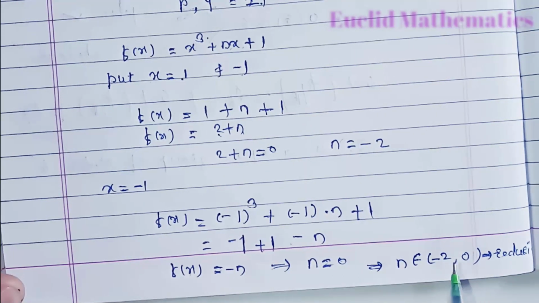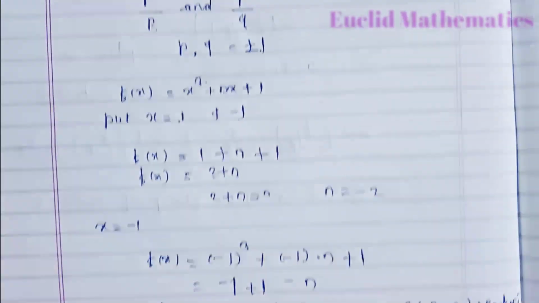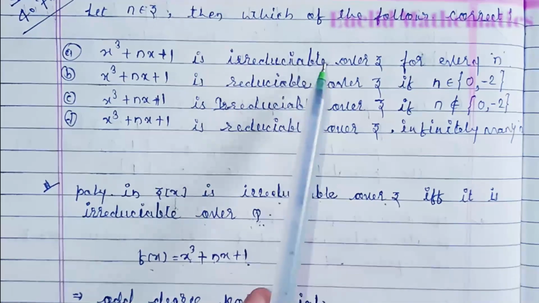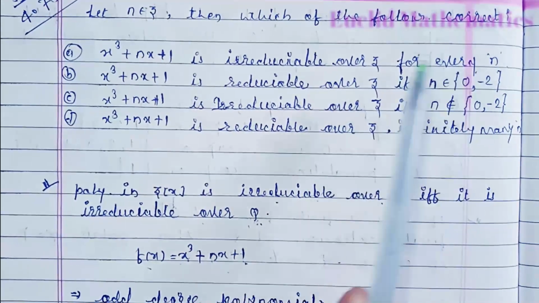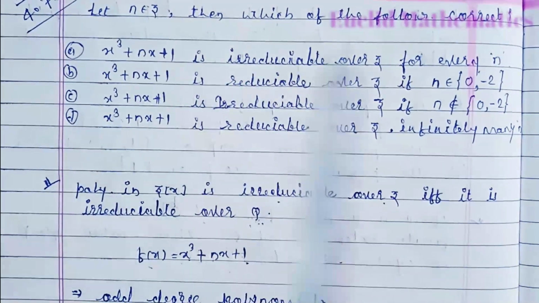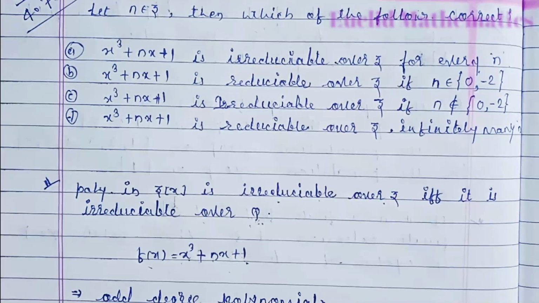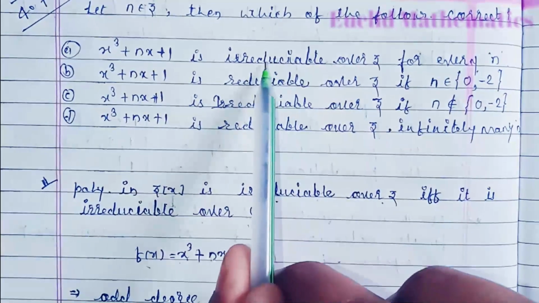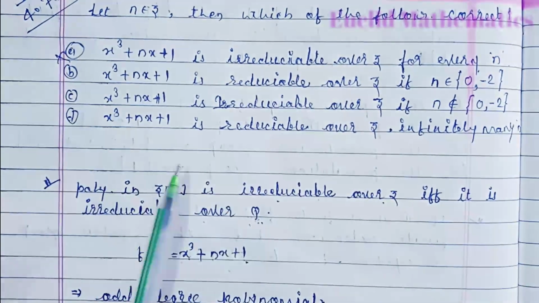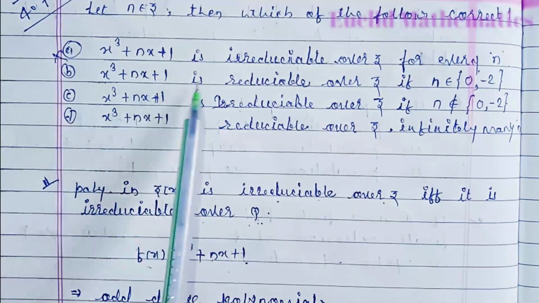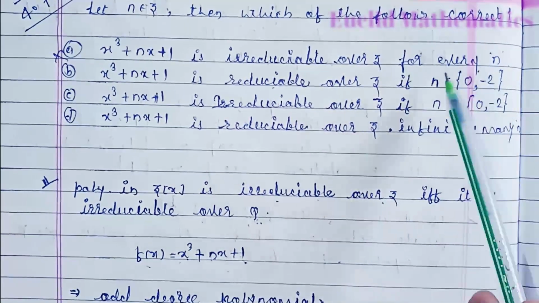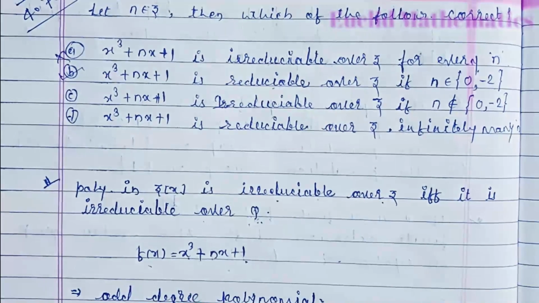Now let's check which of the options is correct. Option A says that x cube plus nx plus 1 is irreducible over Z for every n. That means it does not have any root, but we got the values n equal to 0 and minus 2, where it has a root. That means it is not possible. So the first option is wrong. The next option says that x cube plus nx plus 1 is reducible over Z for the values 0 and minus 2. Exactly, we got the same answer in our solution.